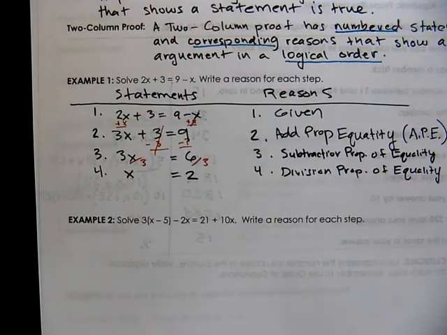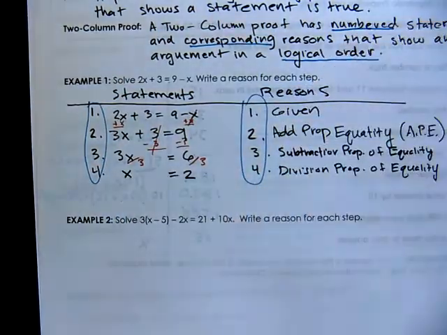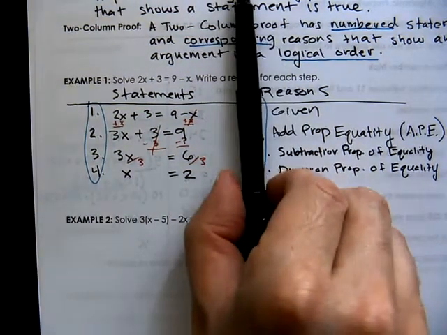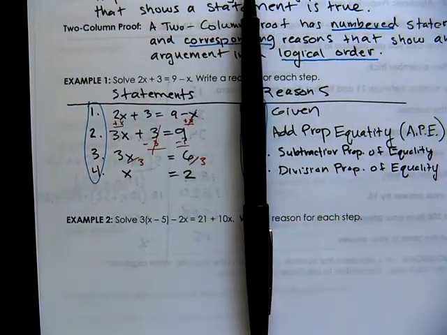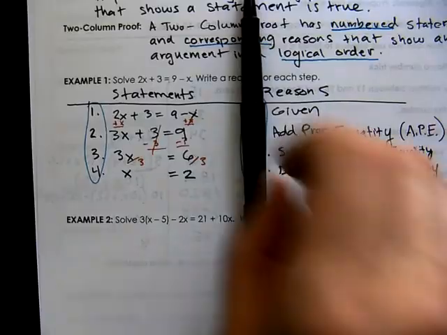Alright, so that's an example of a 2-column proof. Notice, you have to number the statements and you have to number the reasons. Don't leave those numbers out. Because if you leave those numbers out and your handwriting goes uphill or downhill, then it's harder to figure out which reason is paired up with which statement.